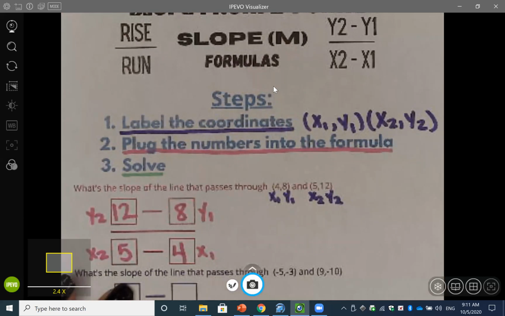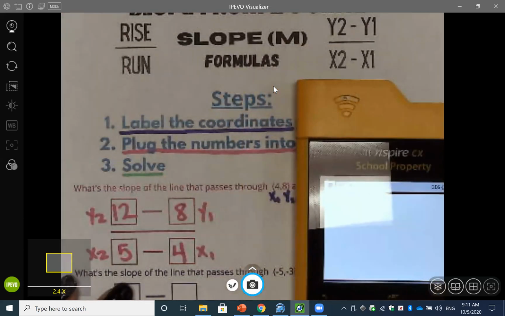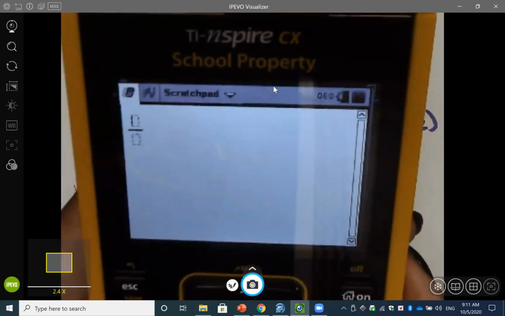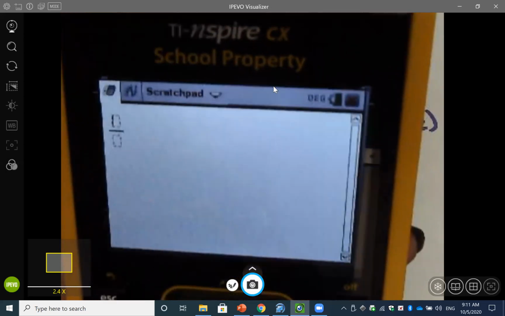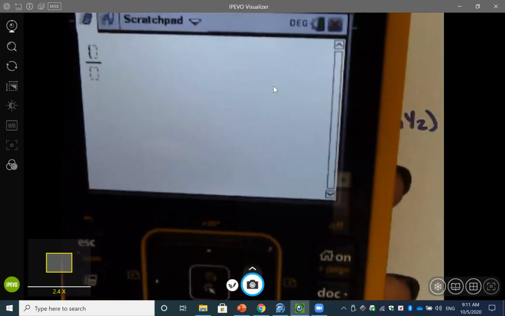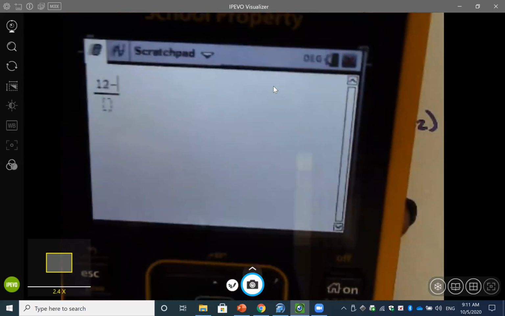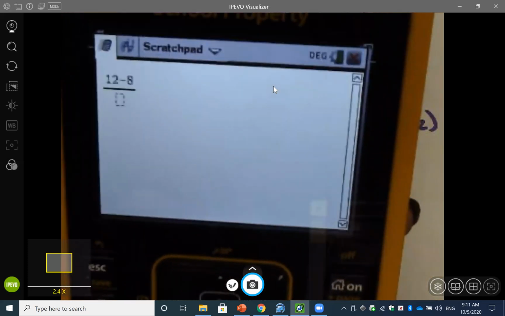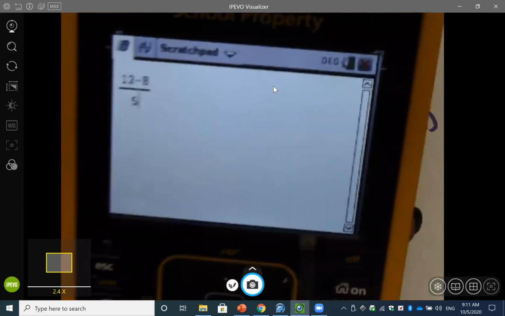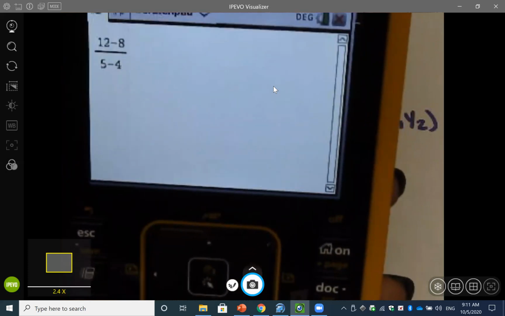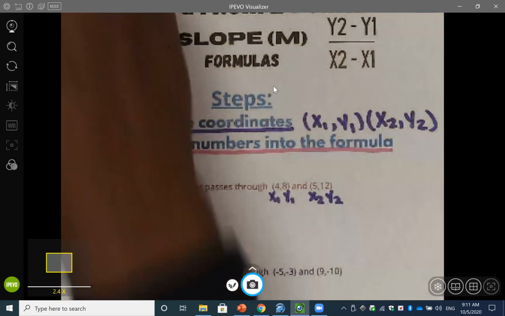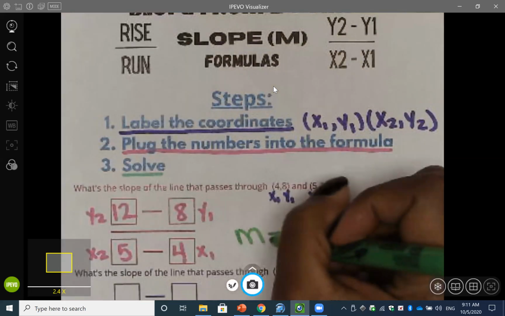Once you get to this point right here, we're going to get our calculator. In the calculator, I am going to hit Control Divide because that's going to make it look like a fraction. And on the top, I'm going to type it out exactly as I have it on my paper, which is 12 minus 8. So 12 minus 8. And then I'm going to arrow down. And I'm going to type in my denominator, which is 5 minus 4. And then you hit enter. And our slope, or our m, equals 4.